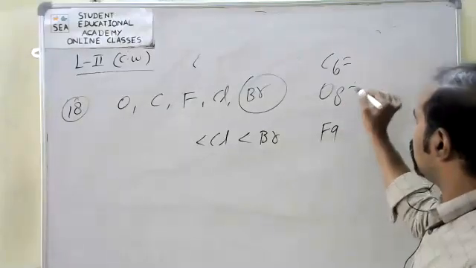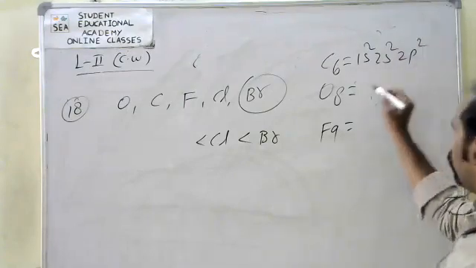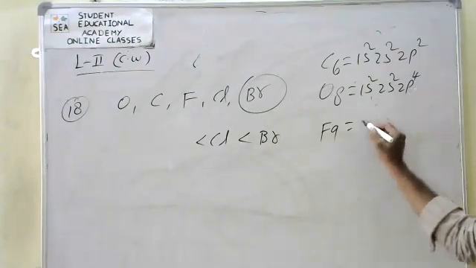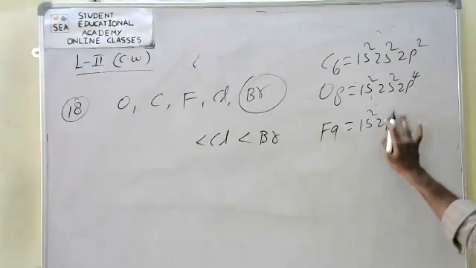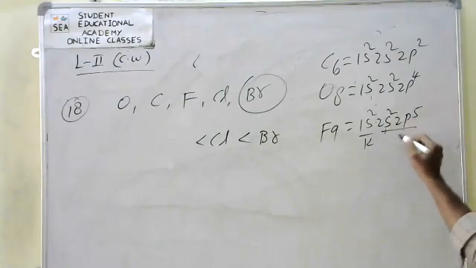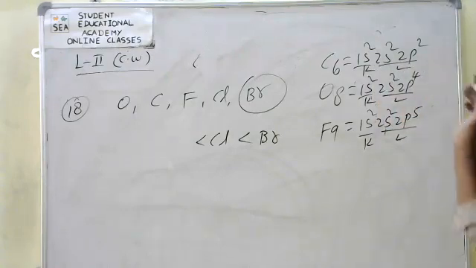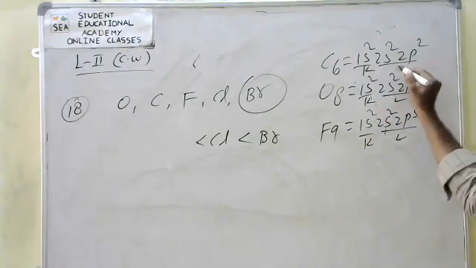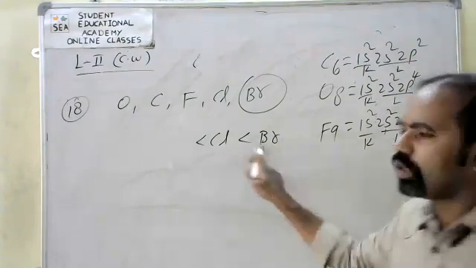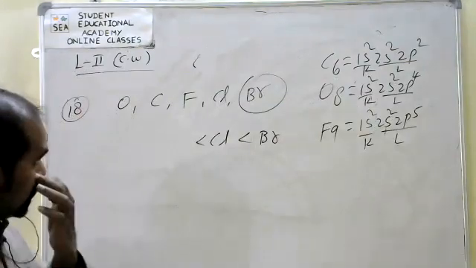Here confusion. Okay, write down electronic configuration. 1s2, 2s2, 2p2. 1s2, 2s2, 2p4. 1s2, 2s2, 2p5. K shell, L shell, in all three. Distance does not increase, same distance. But here chlorine, bromine, distance increases.